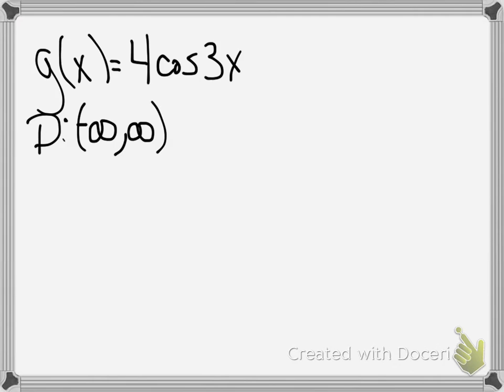Now my range, remember what the 4 means in front of a trig function, or any number for that matter in front of a trig function. That's your amplitude. So that means this curve and this wave is only going to get as high as positive 4 and as low as negative 4. So the range will be the closed interval from -4 to positive 4, because it's just going to oscillate between those two max and min values.